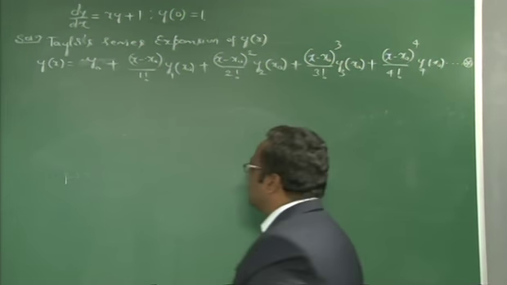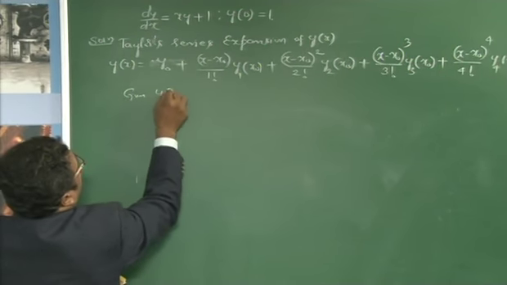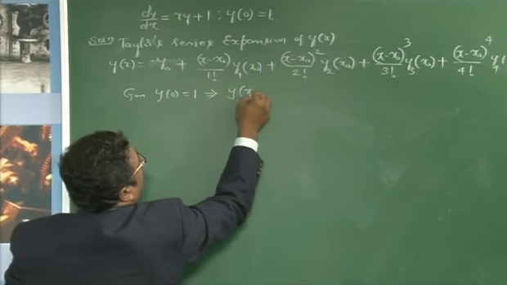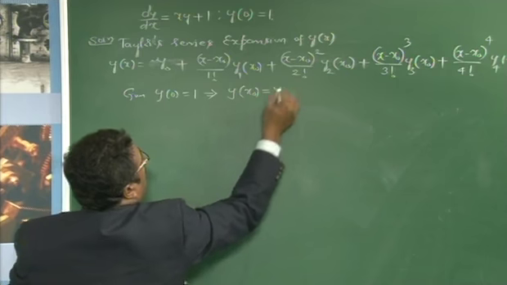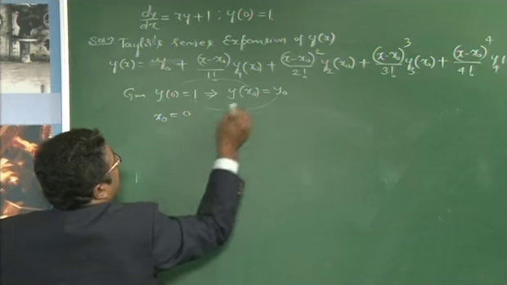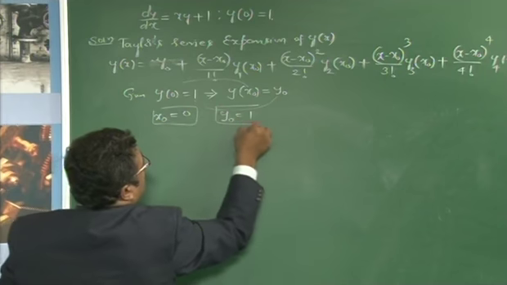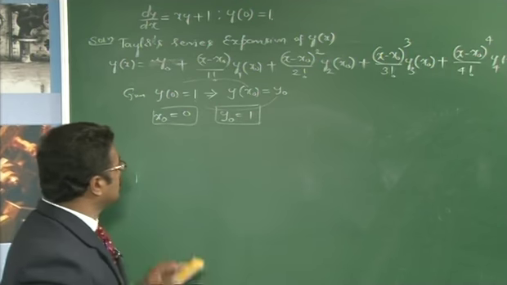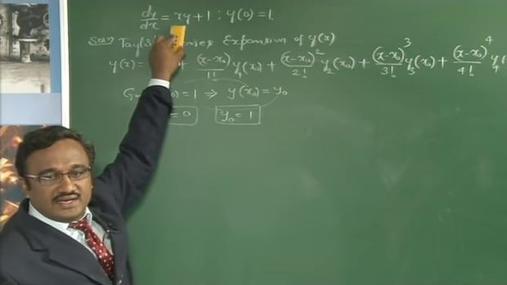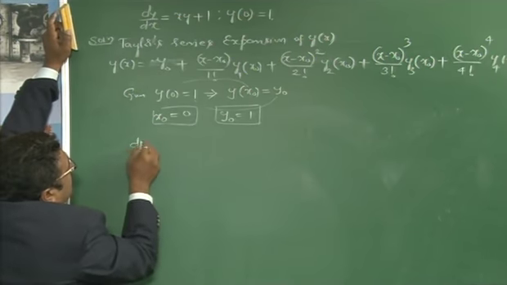So using the initial condition, given y of 0 equal to 1, compare with this: y of x naught should be equal to y naught. Your x naught value is 0, and the corresponding y naught value is 1. As usual, you take the derivative and have to differentiate again and again, to get up to the 4th order degree terms.